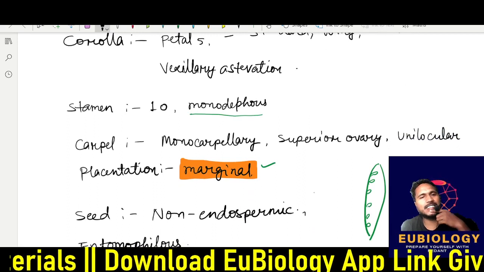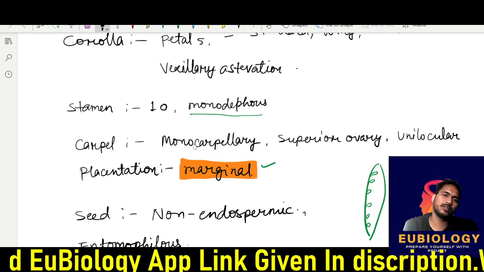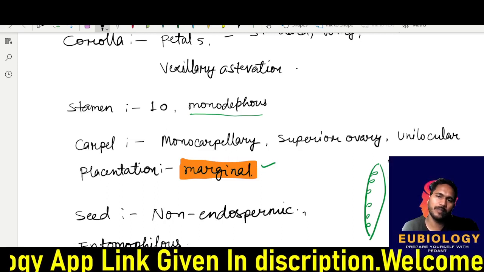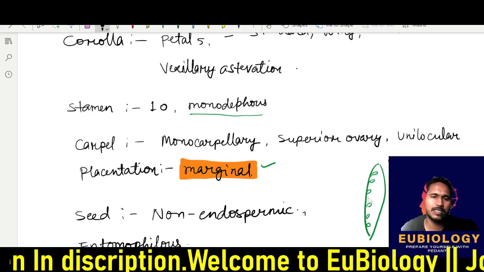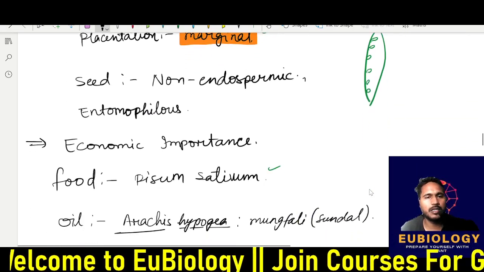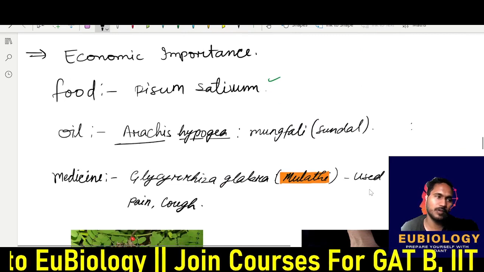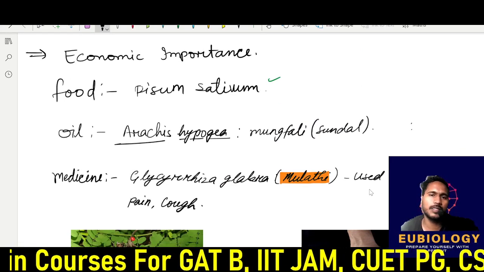And what kind of placentation of this family are you seeing here? The pea placentation here is marginal placentation. All the ovules will be on the margin, and this is called marginal placentation. Seeds will be non-endospermic. For economic importance, Pisum sativum, the pea, will be used for matar paneer, as you remember.